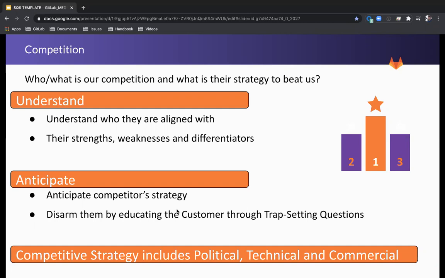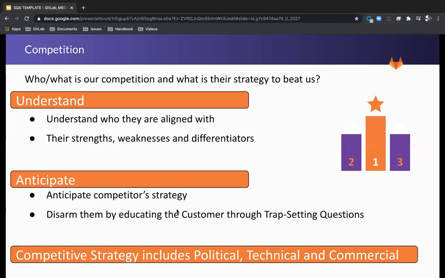So when we think about competitive strategy, including political, technical, and commercial components, political is who your competitors are aligned with in the organization. So again, going back to who is their champion, what is their role? Technical is how your solution addresses the technical pains better than the competition. So really important for understanding differentiation there. And commercial is the customer value of your solution to the business. So all of our differentiators are backed up by a measurable customer value that can impact cost, risk, or revenue.